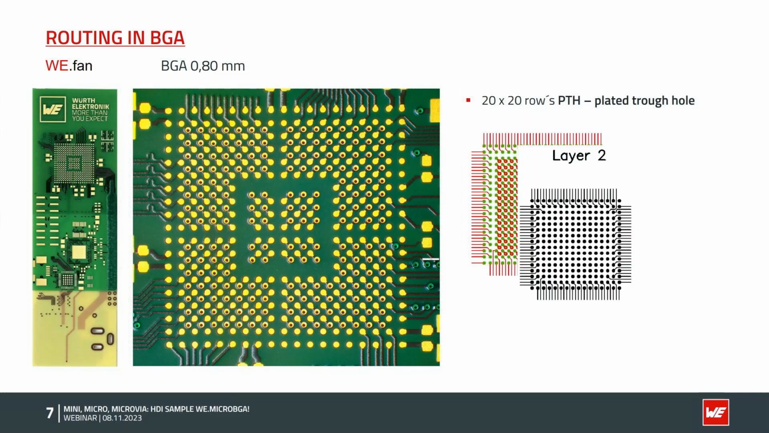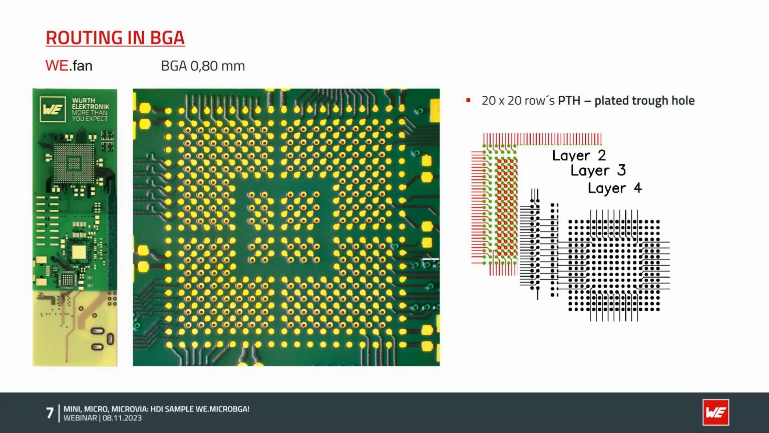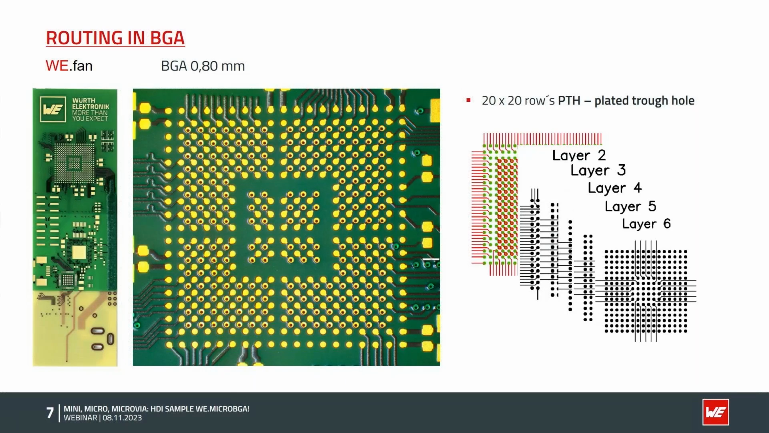So if we make a mechanical fan out, we can only feed one line between the pads. So we need a lot of different layers to make all the connections in this 20 by 20 row BGA pins. So you need at least 7 layers to fan out this BGA, and this does not include any power or ground planes. If you need them, you have to add them additionally.